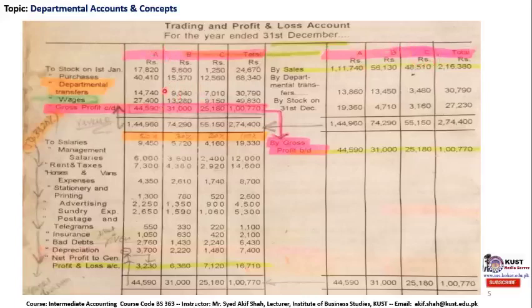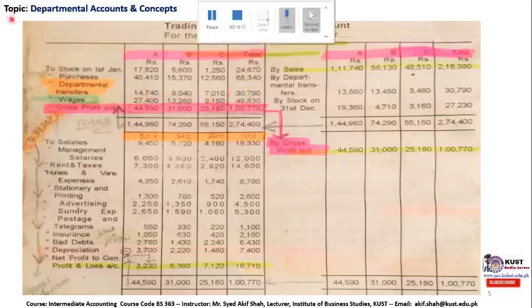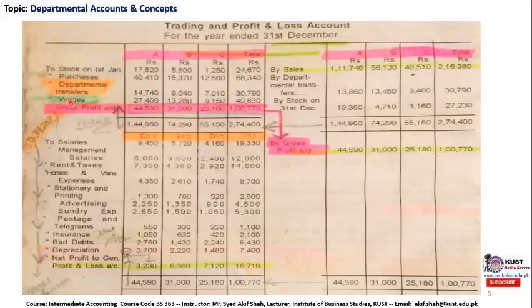Similarly, Department B has purchased certain amounts from the other departments, which are Departments A and C. B has purchased inventory from the two other departments that comes to 9,040, and the same is done by C. C has also purchased inventory from Departments A and B, and it is worth 7,010 rupees. Now we have to sum up horizontally 14,000, 9,000, 7,000, and it comes to 30,790.